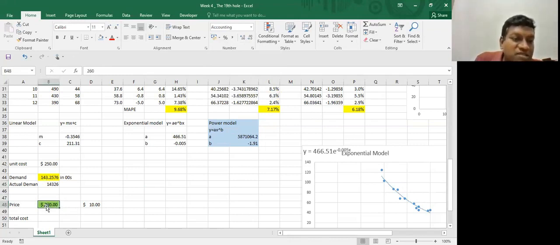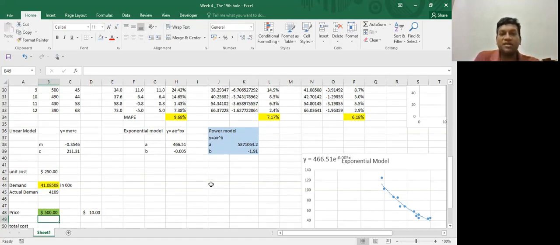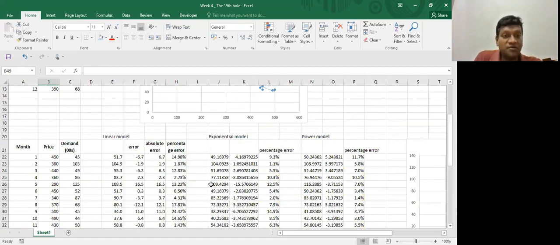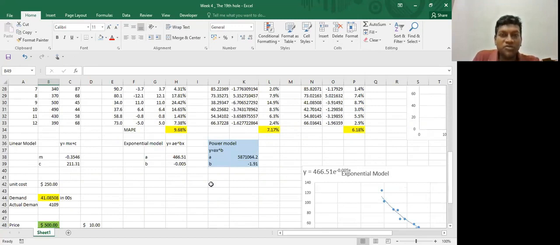Now, if the price is 260, your demand is going to be 14,326 units. If I change 260 to, let's say, 300, you will notice your demand is shifting. If I make it 500, again the actual demand comes down. So this part is okay. Now for every price, we know what the demand is going to be, and this we are picking up from the power model, which we found to be the better of the three models we tried to compare. So far, I suppose all of you are comfortable.